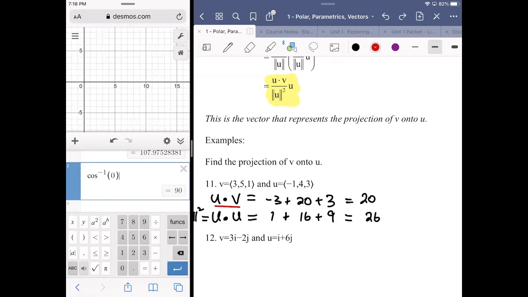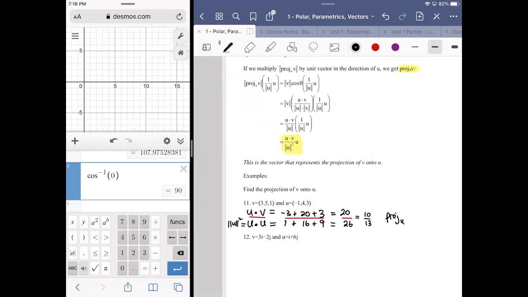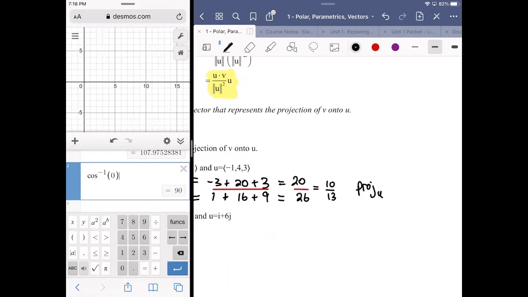Oh man, it used to lock into just a straight up horizontal line segment. Now it's just so wonky, I don't like it. 10 over 13. Nice reduced form. And then we just multiply that by U. And what we get is the projection. We're looking for V upon U. Yeah, V upon U. Brain cramp there for a second. 10 over 13, -1, 4, 3.